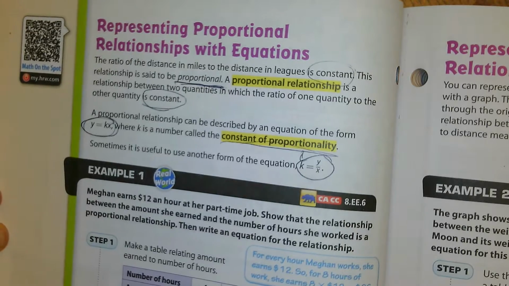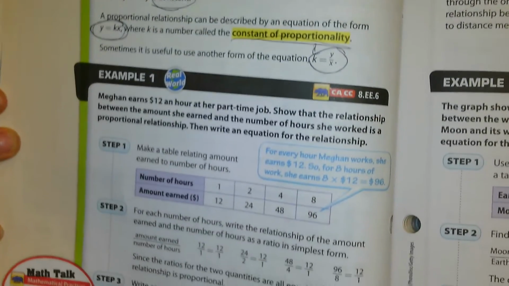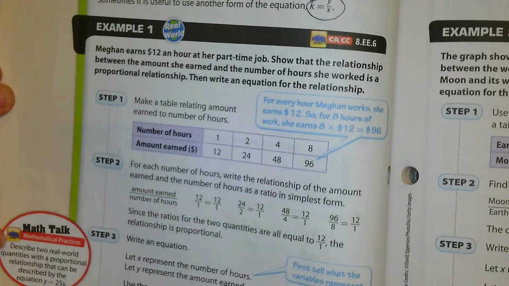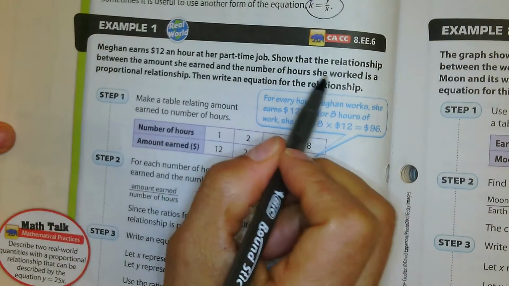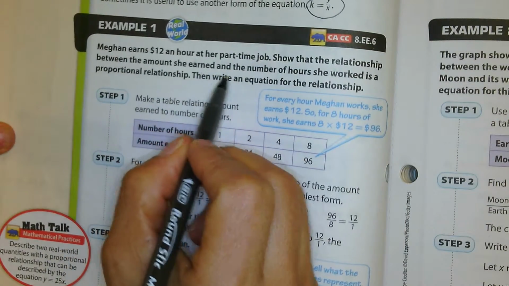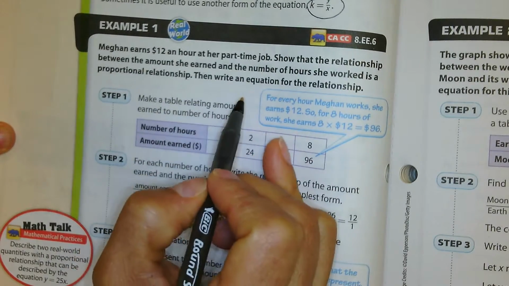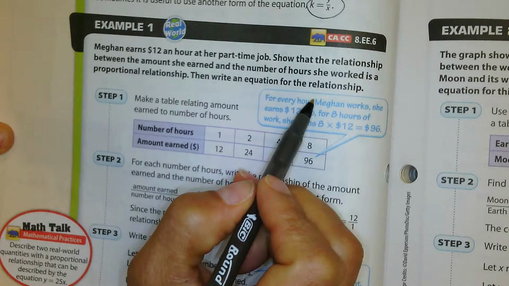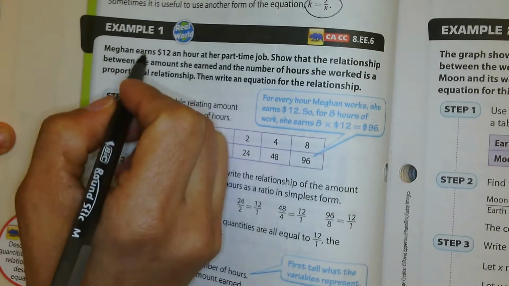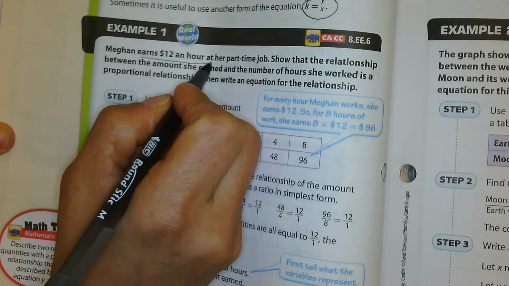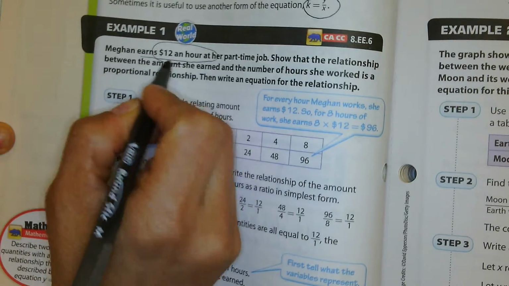So example 1: Megan earns $12 an hour at her part-time job. Show that the relationship between the amount she earned and the number of hours she worked is a proportional relationship. Then write an equation. Okay, what are the two things we're talking about? $12 per hour, so it's dollars an hour.